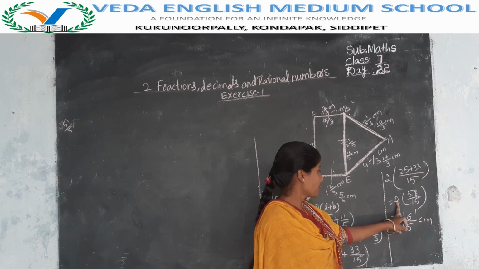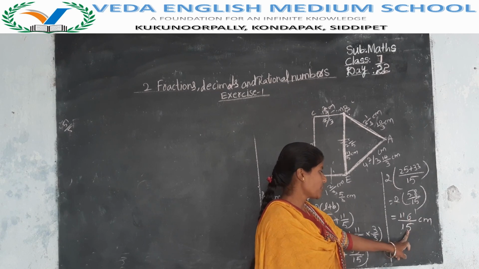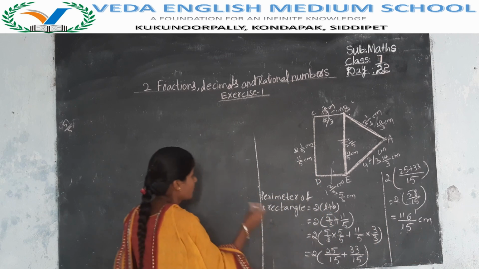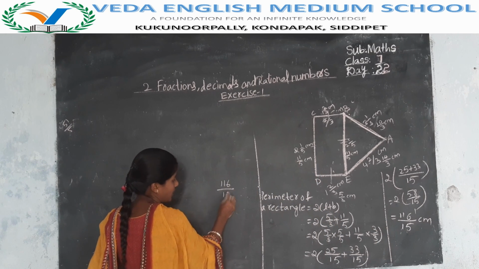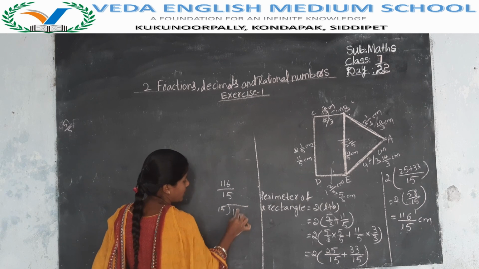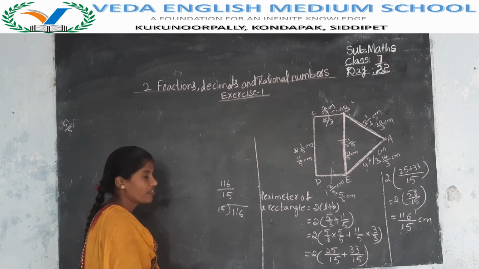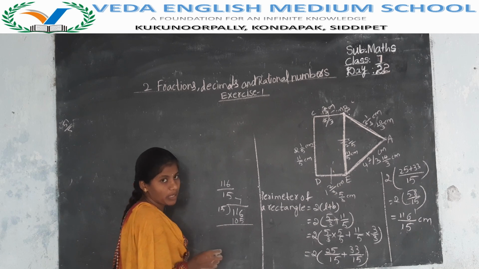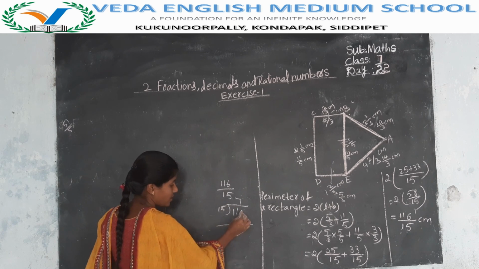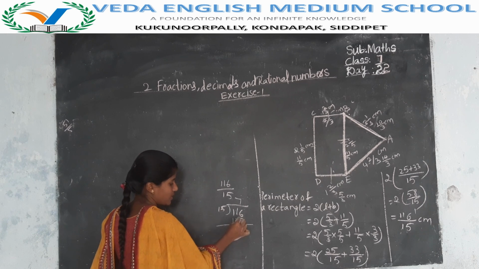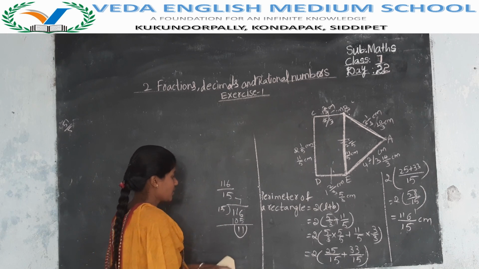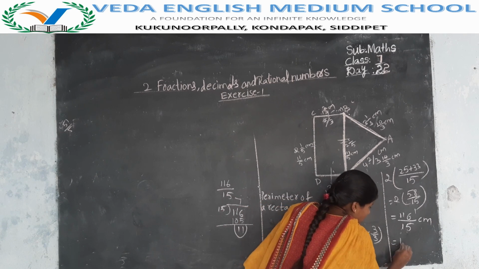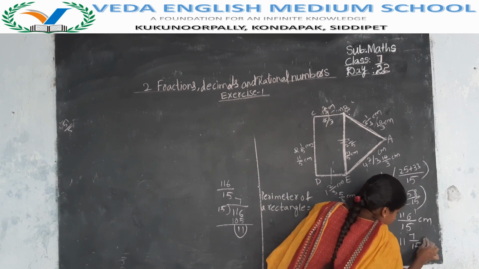Now the rectangle. For the rectangle we got 116 by 15. It is an improper fraction. Now we have to convert this improper fraction into a mixed fraction. How to convert? 116 by 15 by division. 15 6s are 90. 15 7s are 105. If you take 15 8s are 120, 120 will become a greater number. So 15 7s are 105. 6 minus 5 is 1. 1 minus 0 is 1 only. Now it is 11 into 7 by 15, that is 11 into 7 by 15 centimeters.